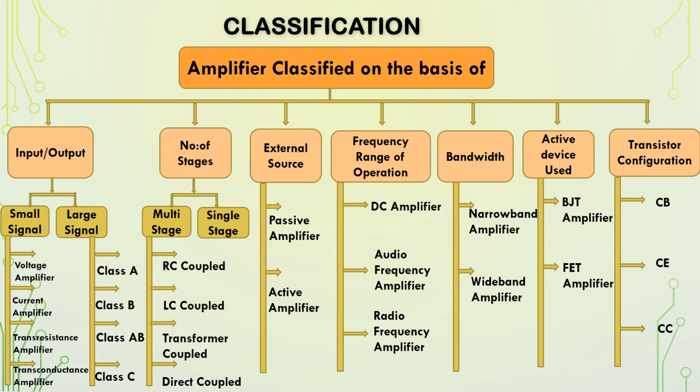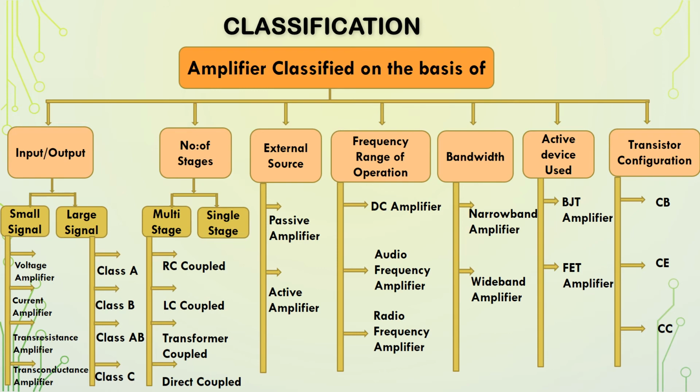Okay, and the second category is the classification based on the number of stages. So there are two types, that is multi-stage amplifier and single stage amplifier. Multi-stage amplifier means the circuit contains more than one stage of amplification, and single stage means there will be only a single stage of amplification. And under multi-stage amplifier we have 4 types, that is RC coupled, LC coupled, transformer coupled and direct coupled.